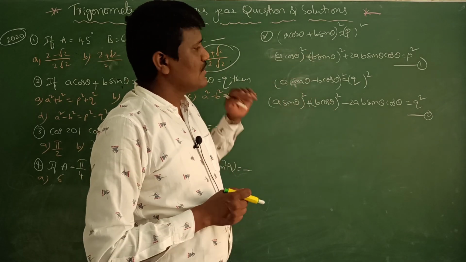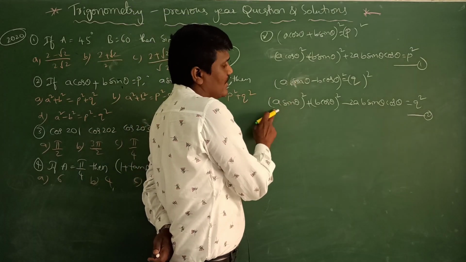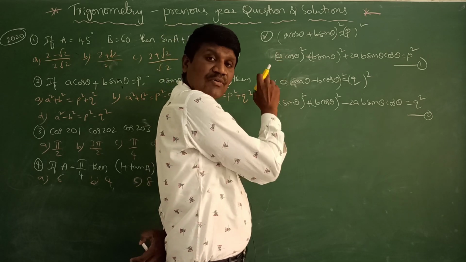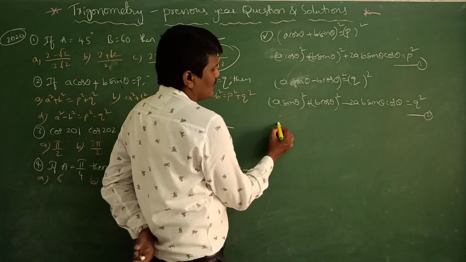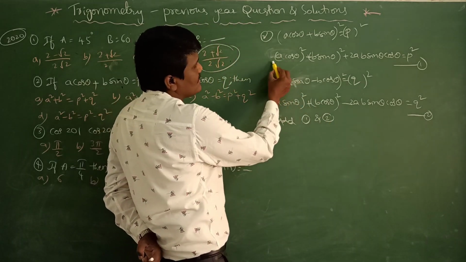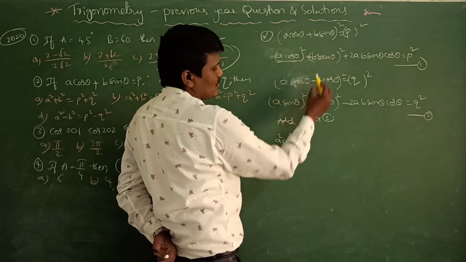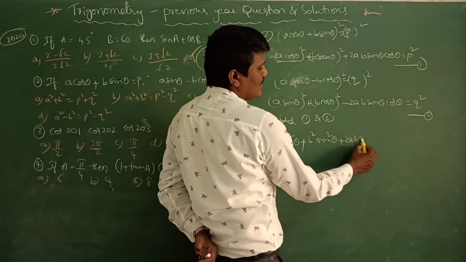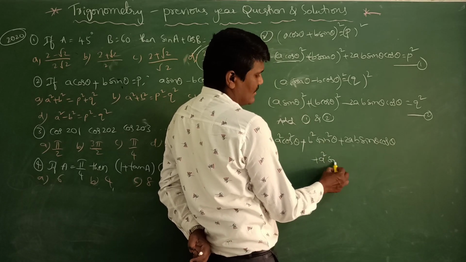Now just observe equation 1 and equation 2. A square cos square theta is there, here a sin theta whole square is there. That means I can take a square common, then it will come as a square into sin square theta plus cos square theta. Let us solve this. Add 1 and 2. So you can write a square cos square theta, and b square sin square theta, and 2ab sin theta cos theta, plus a square sin square theta.